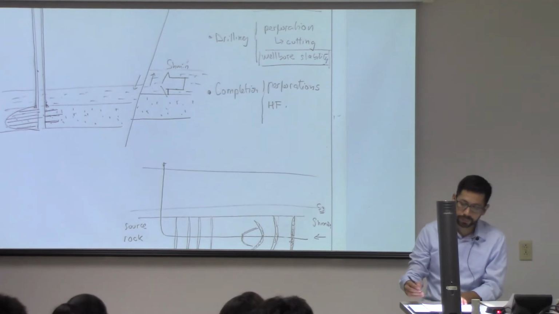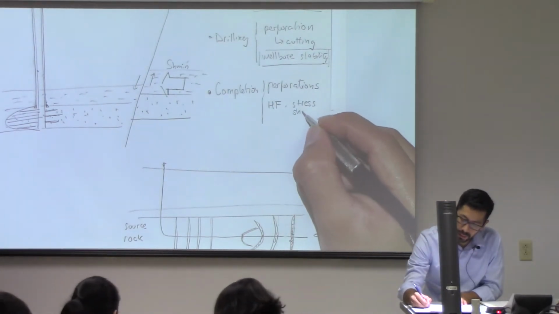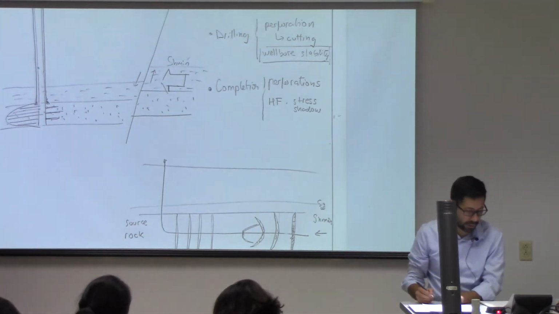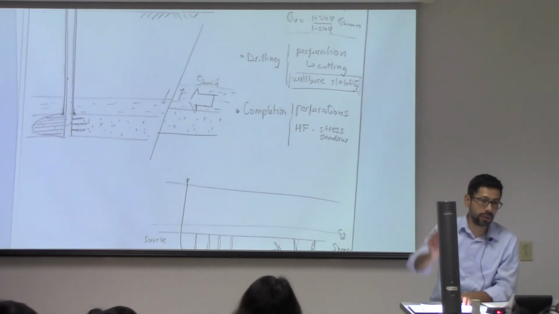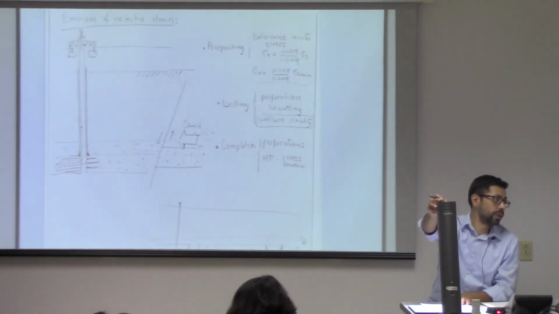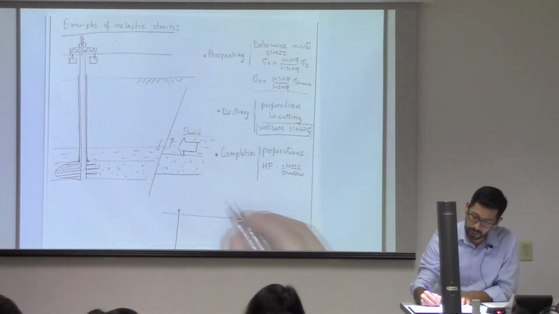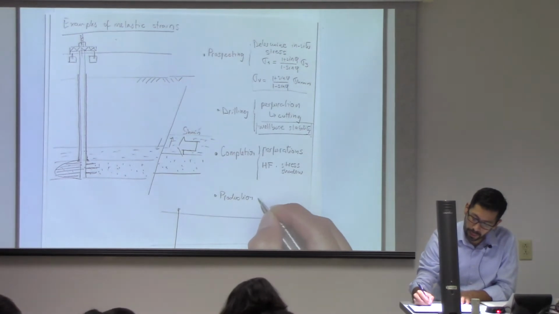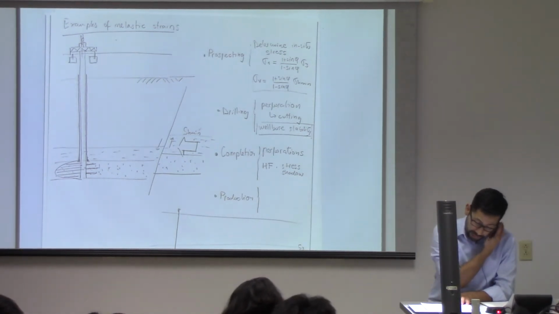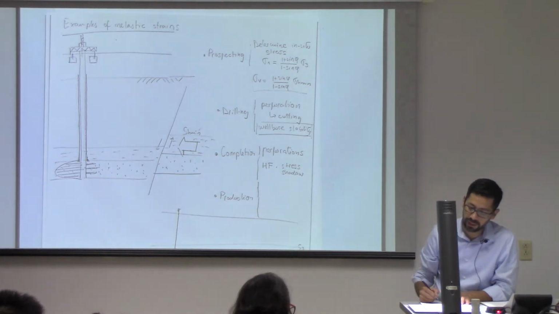Okay, so we know that inelasticity also plays a role over here. And after you complete and you're ready to start lowering the pore pressure in the formation and produce fluids, this is when you get into the production phase. In the production phase, you're going to have several types of inelastic strains.